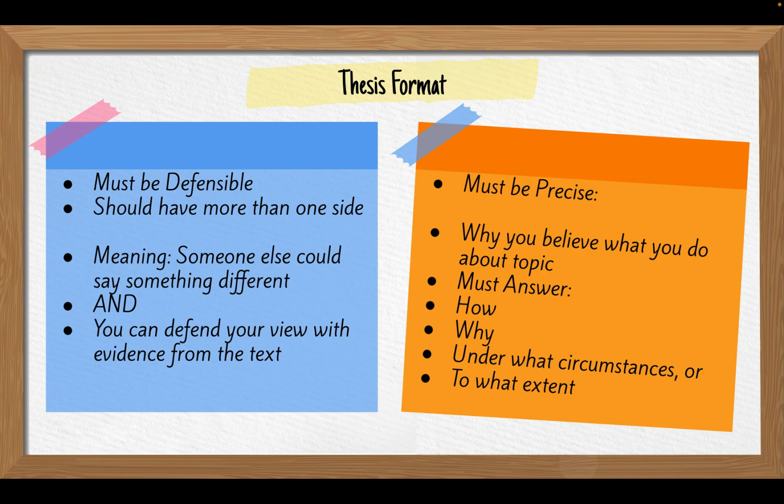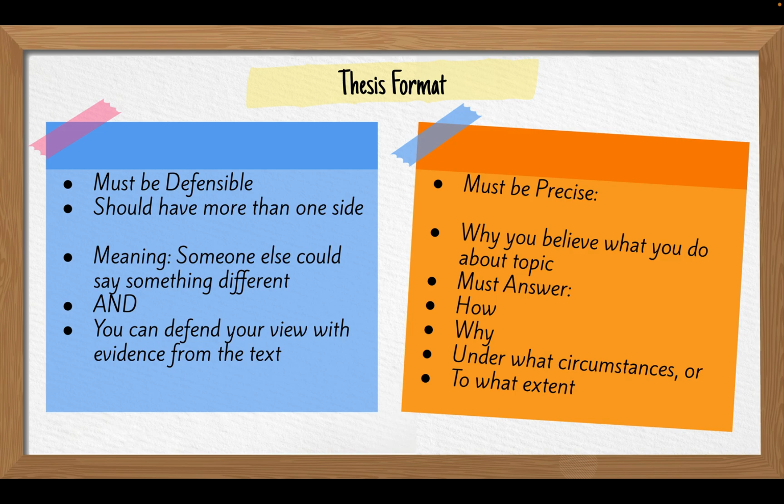All right, now your thesis must be in a specific format to be collegiate level. It has to be defensible, so it should have more than one side, even though you're not arguing like a standard argumentative essay. What this means is that someone else could say something different. One person could say that August Wilson uses conflict. Another person could say that August Wilson uses epigraphs. And you can actually defend it with evidence from the text.